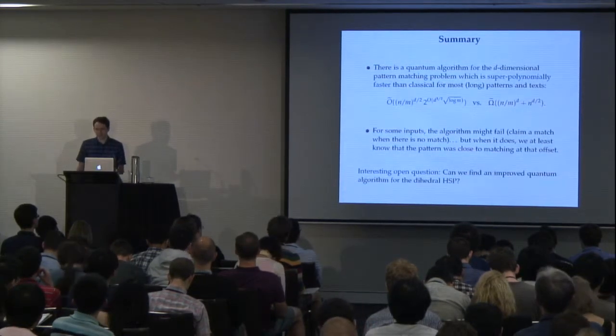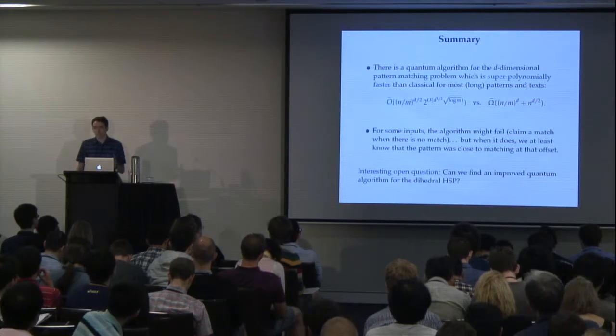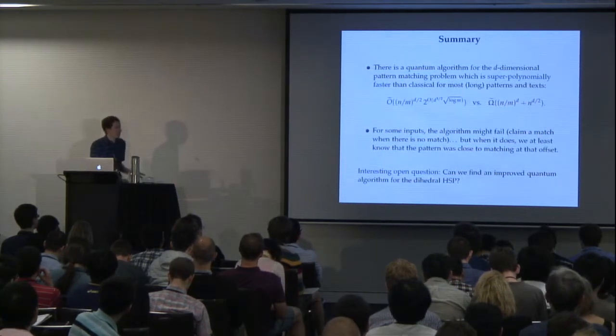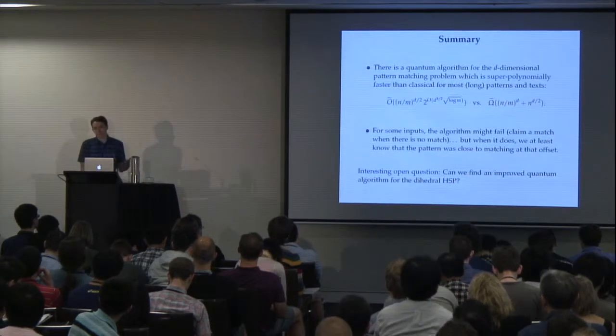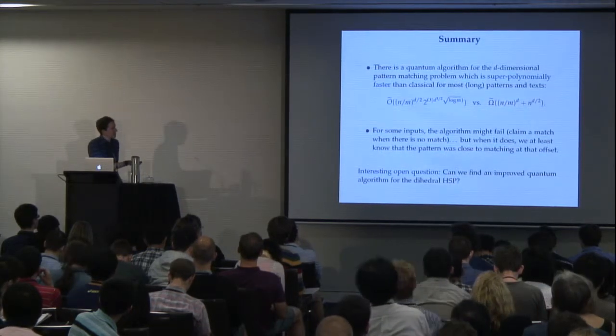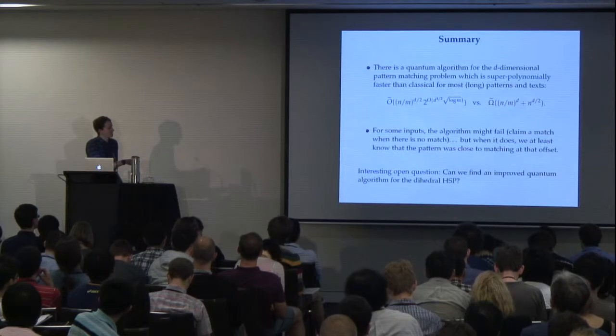And what I think is a very interesting question is, can we get an improved quantum algorithm for the dihedral hidden subgroup problem? Because basically any improved algorithm for this problem would feed into this second term here, and it would improve the complexity of this part.